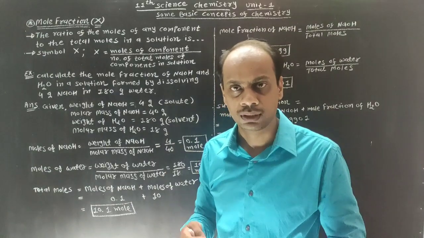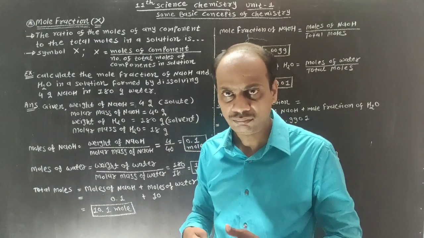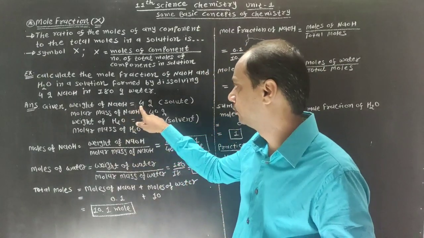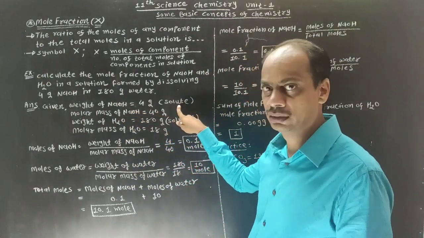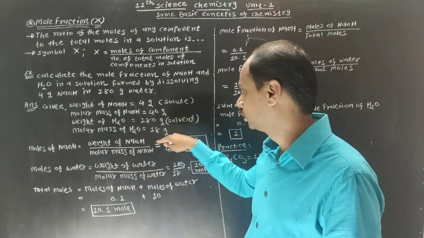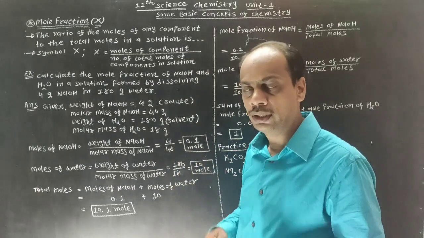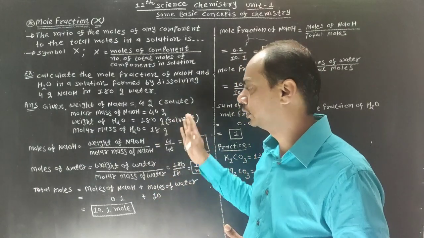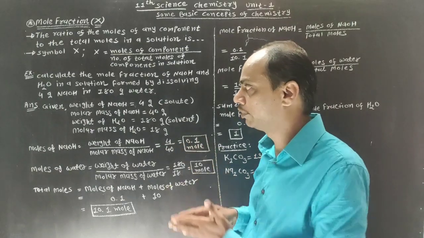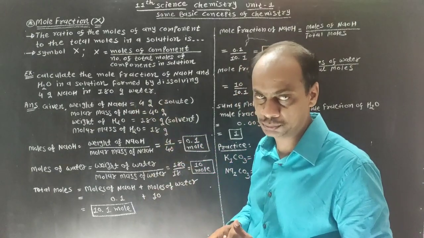We are going to dissolve sodium hydroxide in water. Then a solution is formed. Sodium hydroxide is less, is it? 4 gram. So I have written solute, and water is 180 gram, which is more, so it acts as a solvent. Together they form solution. So we have to calculate mole fraction of sodium hydroxide and water both.